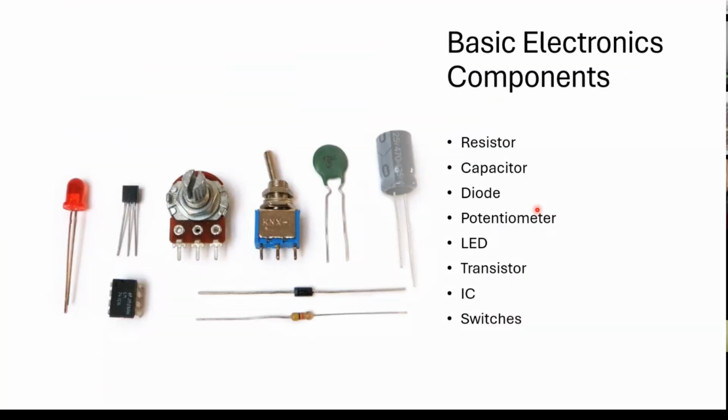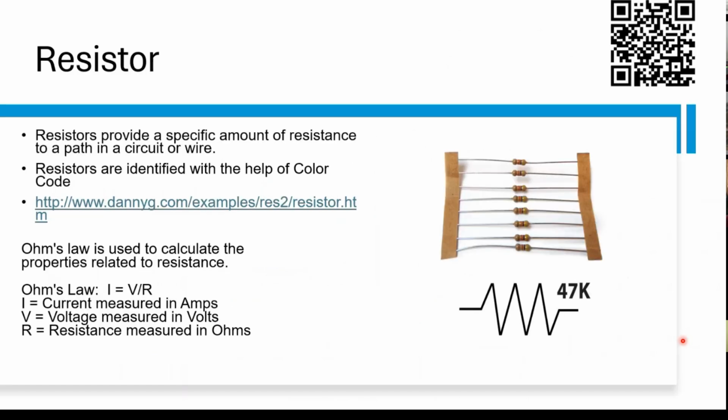Now look into the basic components needed for doing simple electronic circuits. We'll be covering all these topics. The first component that you're going to see is the resistor. The resistor basically is something that blocks the flow of current, by which we can reduce the voltage that goes into the output device.